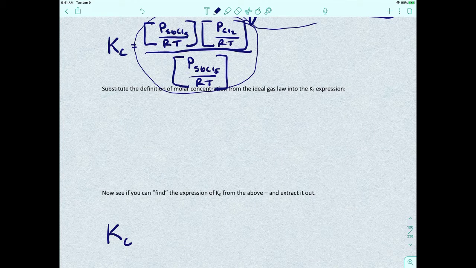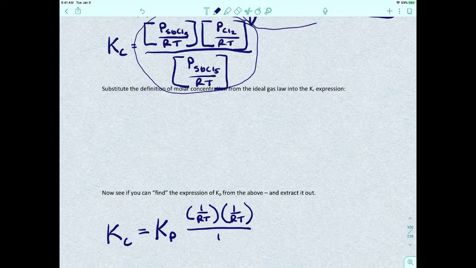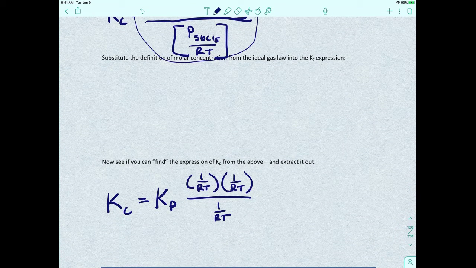what that would look like, Kc would be equal to Kp times 1 over RT times 1 over RT, because you have two products, divided by 1 over RT for the one reactant. Okay, now we can actually simplify this a little bit more because this denominator is going to cancel out with 1 over RT, one of the products. So now we would get that Kc would be equal to Kp times 1 over RT.